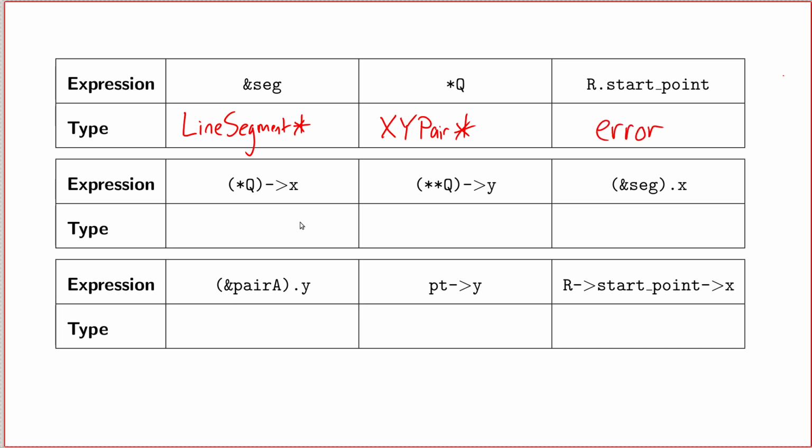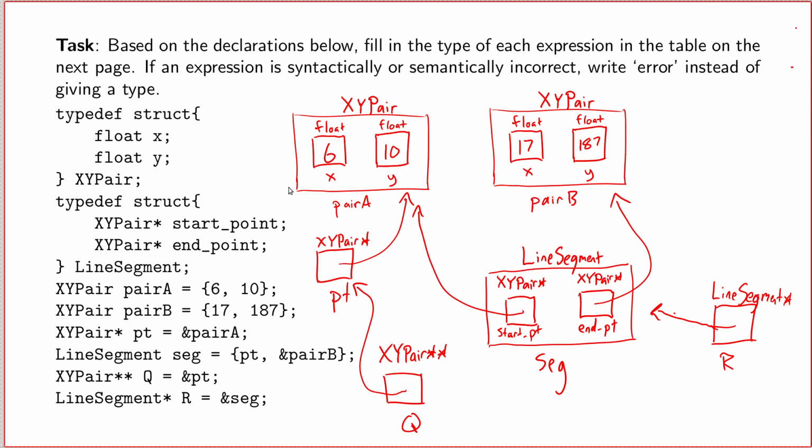Star Q arrow X. So this is just like with the dot. If we ever see an arrow, we have to immediately check whether the thing on the left of the arrow, that is the expression star Q, is a pointer to some kind of structure. You can only use the arrow if the thing on the left is a pointer. You cannot use the arrow if the thing on the left is a structure. Okay, so I guess what's star Q would be our first question. Star Q would be this thing, an XY pair star. Which is a pointer. So I could try and use the arrow operator on that.